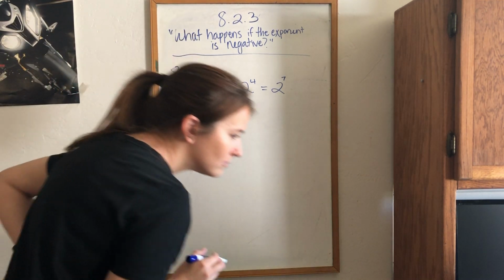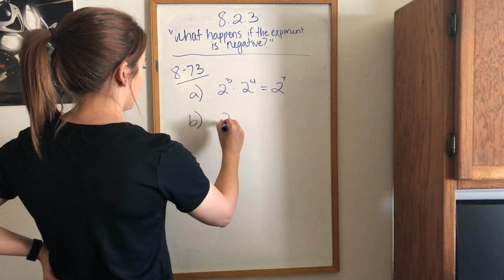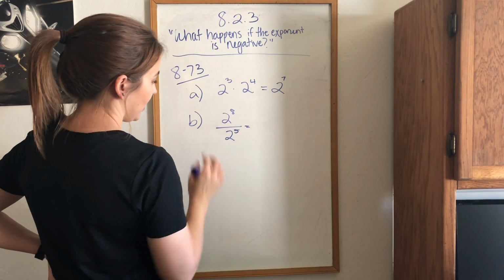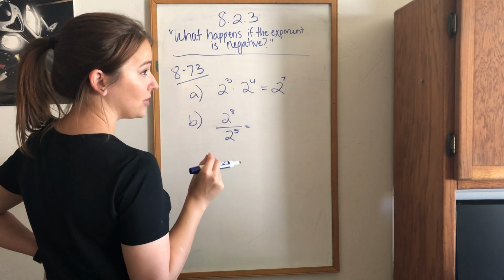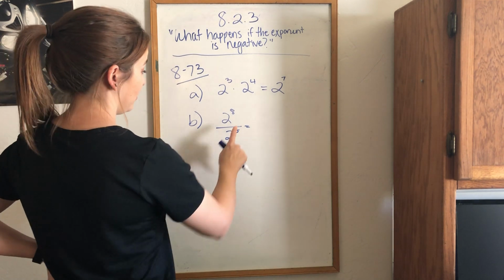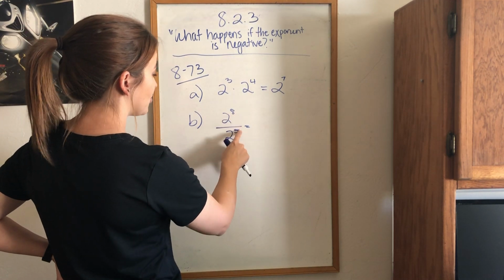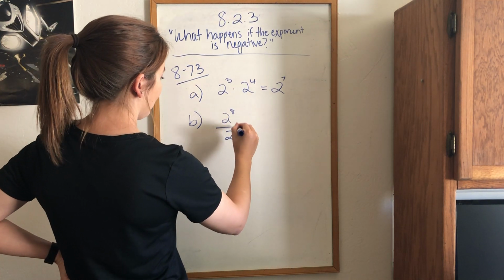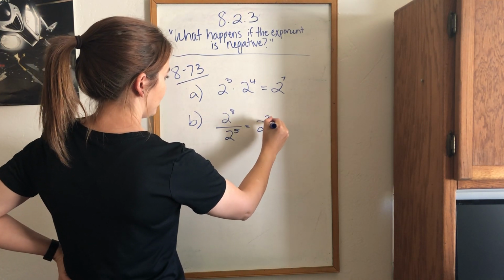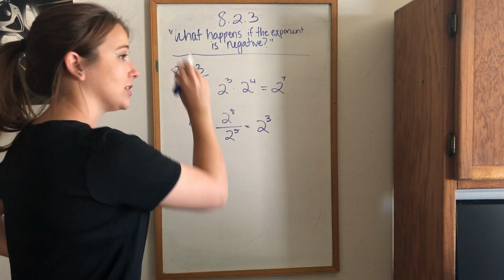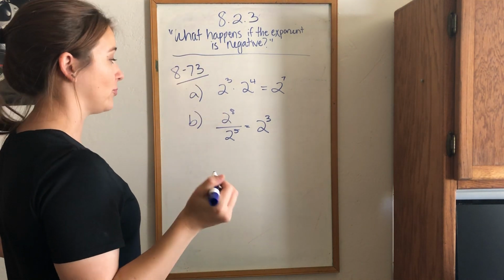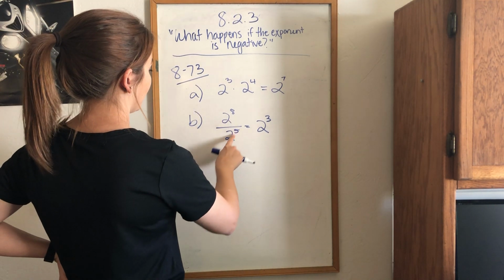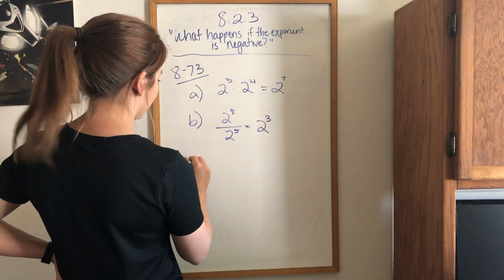B, 2 to the 8th over 2 to the 5th. Well, looking at the previous problems, I noticed that when you're dividing by the same base, you subtract the exponents. So 8 minus 5 would be 2 to the third, and if you factored it out, you'd notice that you would cross out all those ones, and you'd be left with 2 to the third on top. Right? Because all those would be gone on the bottom. You'd be left with 3 2's on the top.